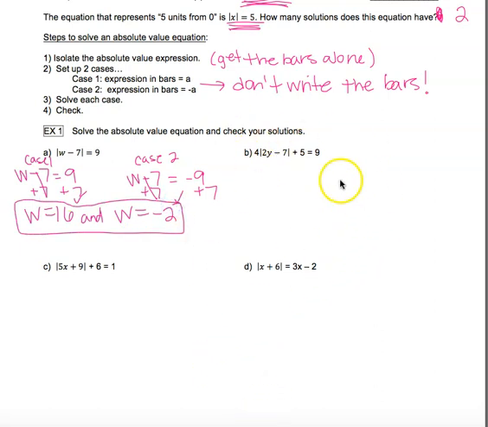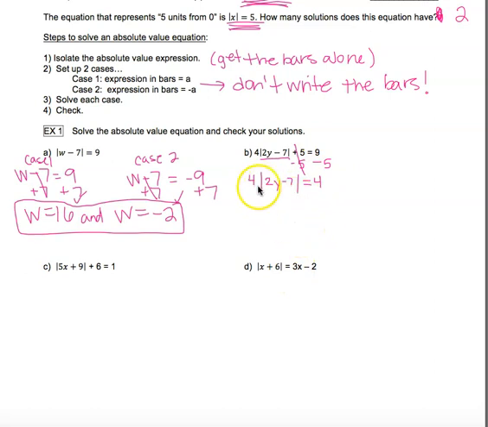All right, now I'm going to move on to B. Step 1, isolate the absolute value expression. That's the bars. So I need to get this all by itself. So that means I need to get rid of this added 5 that's outside the bars by subtracting. So that gives me 4 times the absolute value of 2y minus 7 equals 9 minus 5, which is 4.